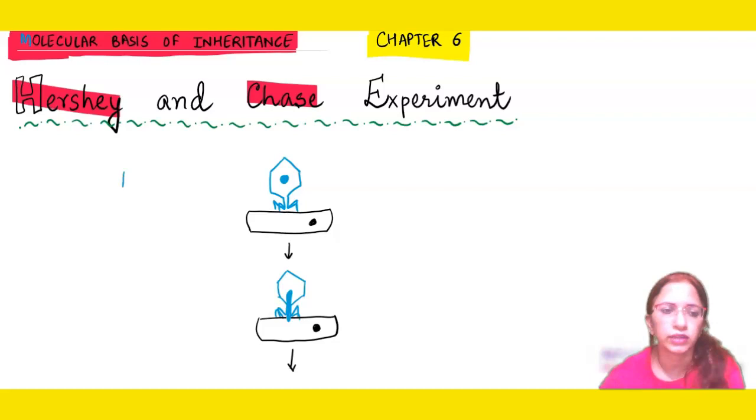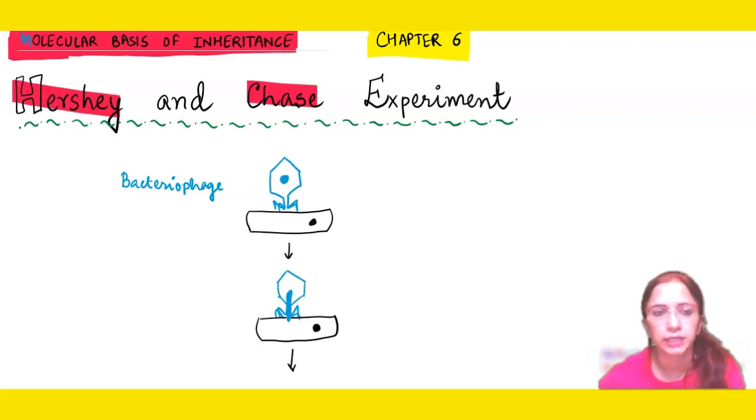So first of all, they used bacteriophage for their experiment, and just to depict how bacteriophage acts, I have drawn a few diagrams for you. Bacteriophages are the viruses that attack the bacteria only. They puncture their genetic material into the bacteria, and then the genetic material of the bacteriophage gets replicated along with the bacterial genetic material.